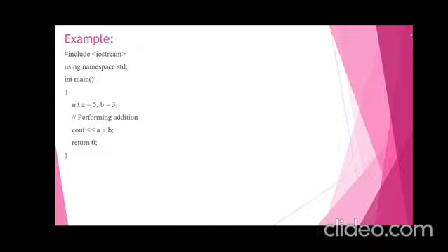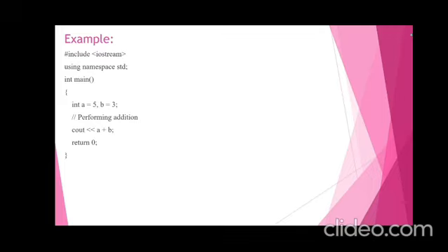The main function is the starting point of the program where execution begins. Inside the main function, two integer variables a and b are declared and initialized with the values 5 and 3. A comment is included to indicate that the next step is performing addition.